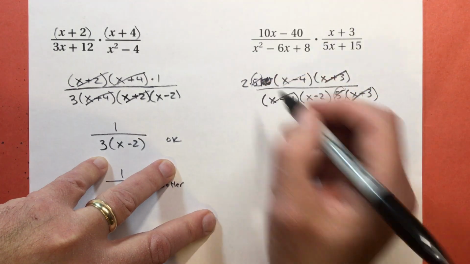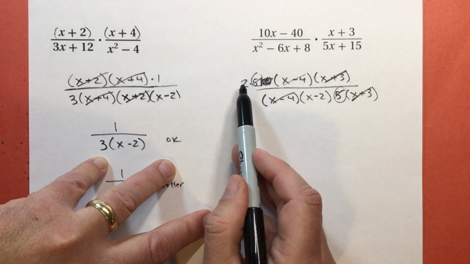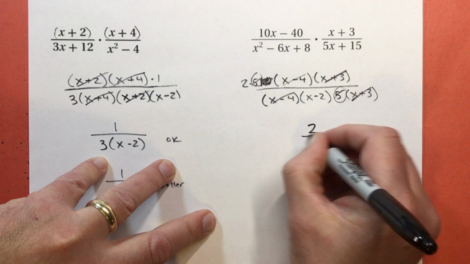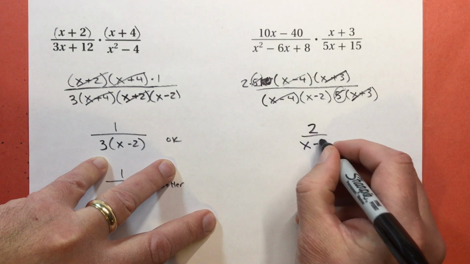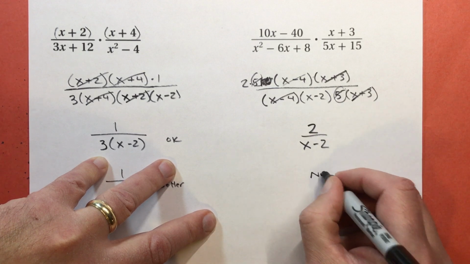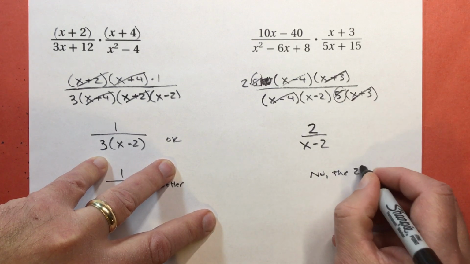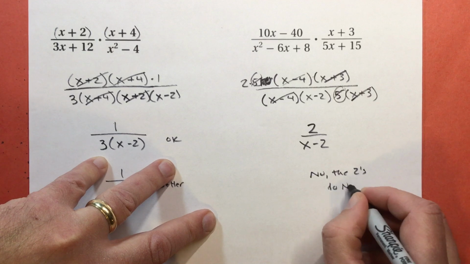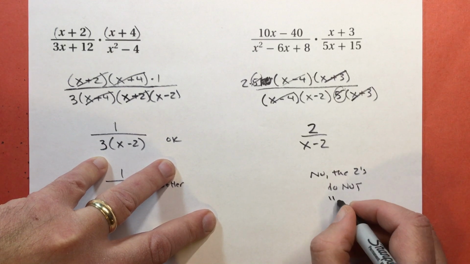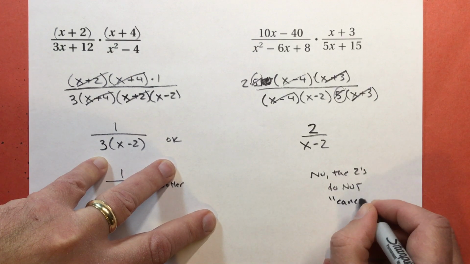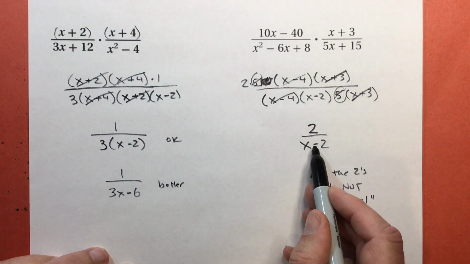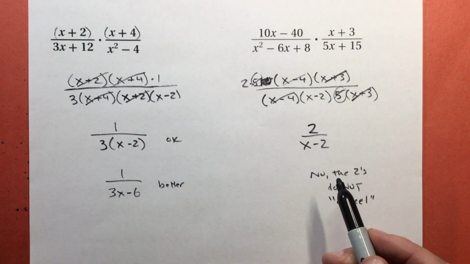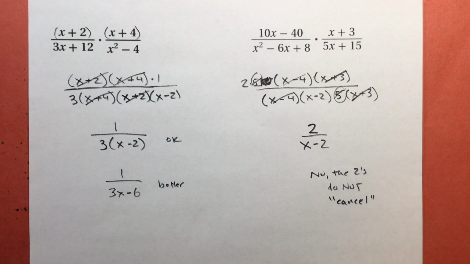So the 5s. So what's left in the top? Just the 2. What's left in the bottom? Only the x subtract 2. And no, the 2s do not cancel. So don't try to do it. That's because this is x subtract 2, not x times 2. You can only reduce when you're multiplying in the numerator and denominator.